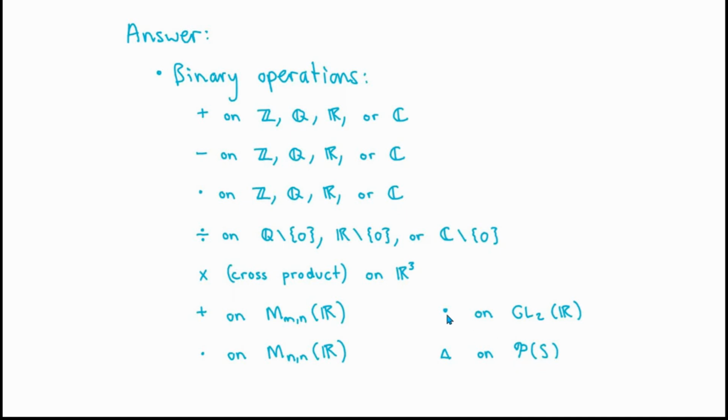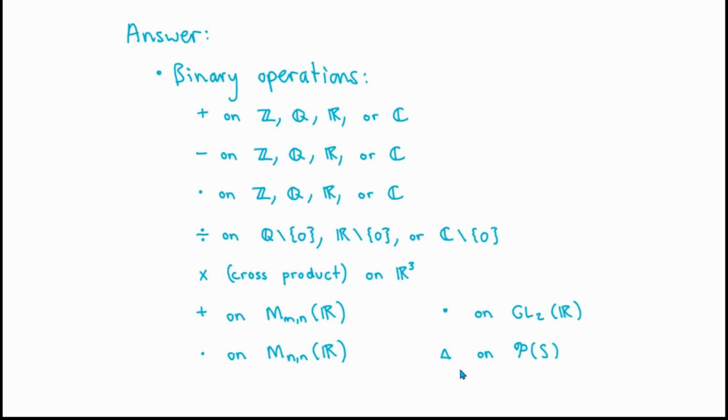The reason why multiplication on GL2R is a binary operation has to do with the property of determinants of 2 by 2 matrices. If I choose two matrices in this set and I multiply them together, the determinant of the product of the matrices is the product of the determinants. Since any two matrices in this set must have non-zero determinant, their product must also be a 2 by 2 matrix with real coefficients and non-zero determinant. Therefore, multiplication is a binary operation on GL2R.